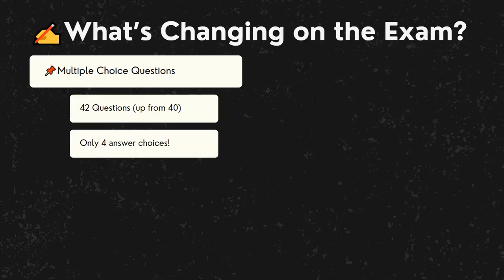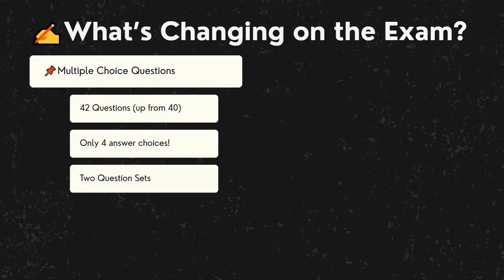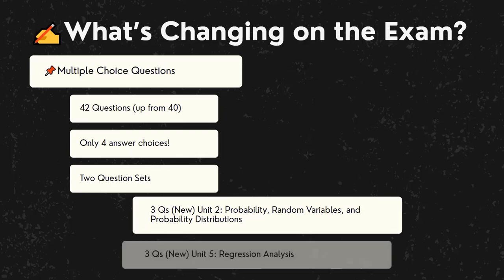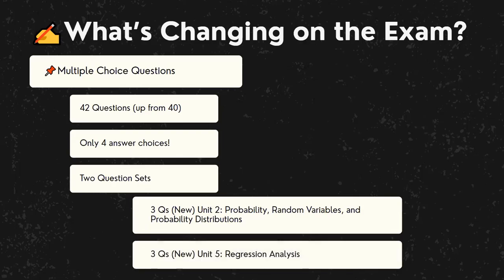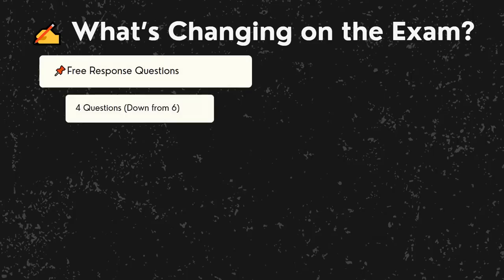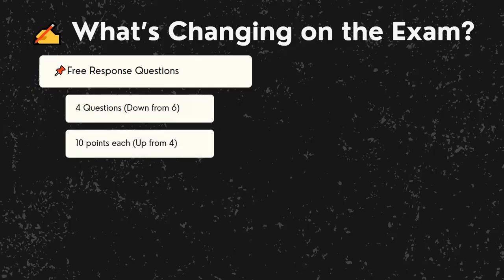Also, something new is there are going to be 2 question sets of 3 questions each. 1 from Unit 2 on probability, and 1 from Unit 5 on regression analysis. Moving on to the free response section, there's now going to be 4 questions instead of 6. However, they're going to be 10 points each instead of 4, so that's going to allow for more in-depth grading.